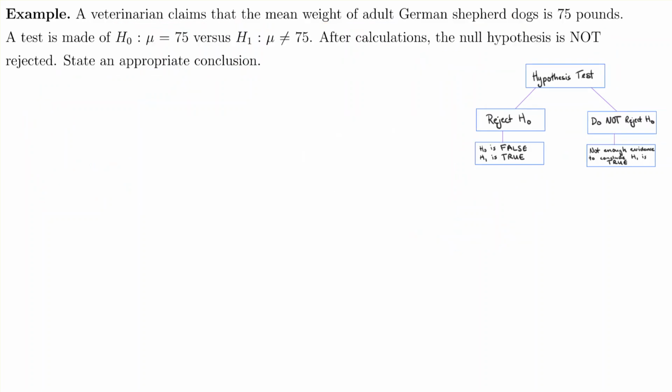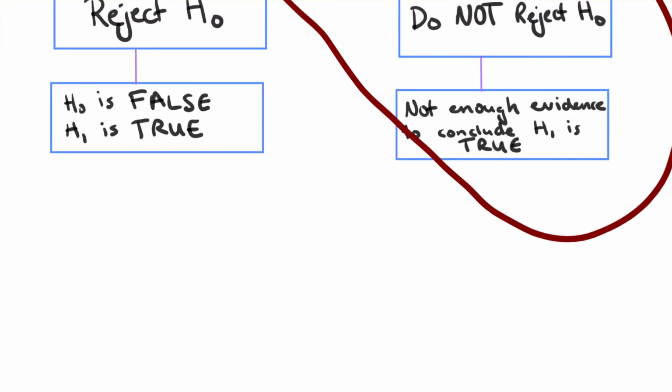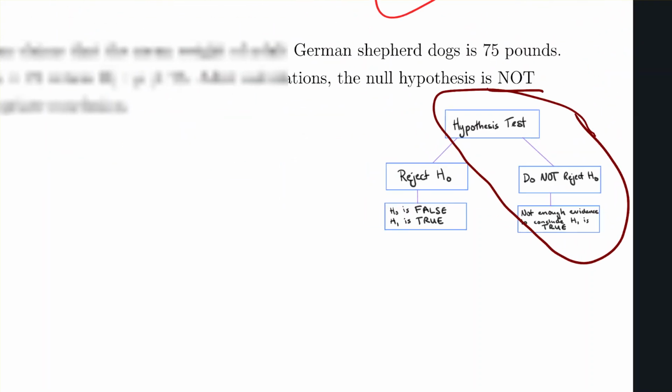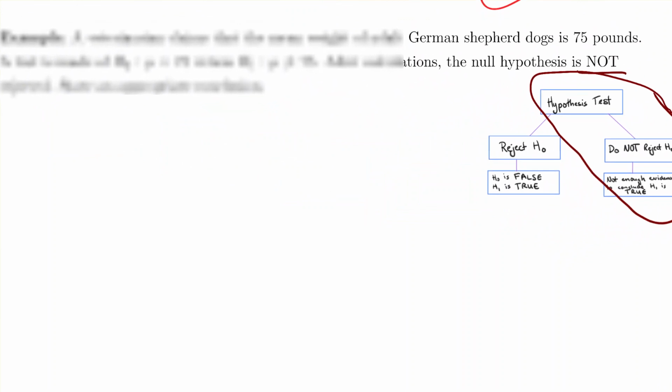So next up, a veterinarian claims that the mean weight of adult German Shepherd dogs is 75 pounds. A test is made with the null hypothesis being that the mean is 75 pounds versus the alternate hypothesis that it's different than 75 pounds. After calculations, the null hypothesis is not rejected. So since it's not rejected, which part of our flowchart are we in? We did not reject H0, which all we can conclude there is that there's not enough evidence to conclude H1 is true. So we know it's not enough just to say that we cannot reject H0.